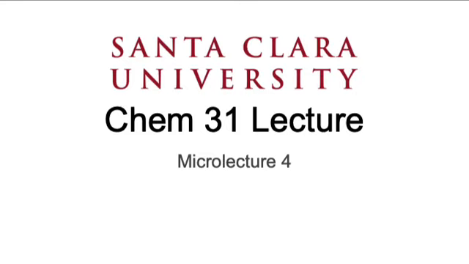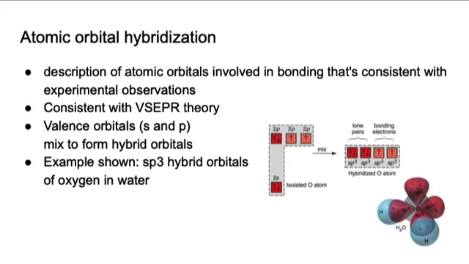Welcome to Microlecture 4, where we will talk about hybridization. The theory of orbital hybridization is that atomic orbitals mix or hybridize, and there's plenty of evidence of this. Atomic orbital hybridization is consistent with VSEPR theory. The idea is that valence orbitals, s and p in particular, will mix to form hybrid orbitals. These hybrid orbitals better describe the molecule's characteristics, like polarity, bond length, and bond strength.